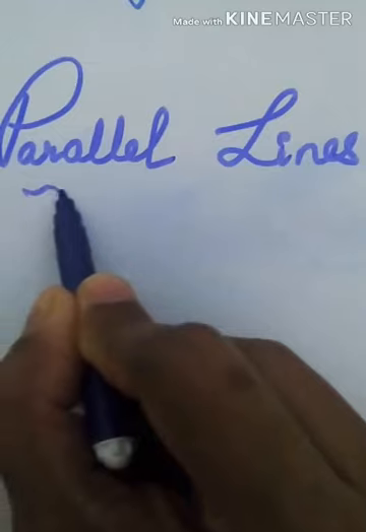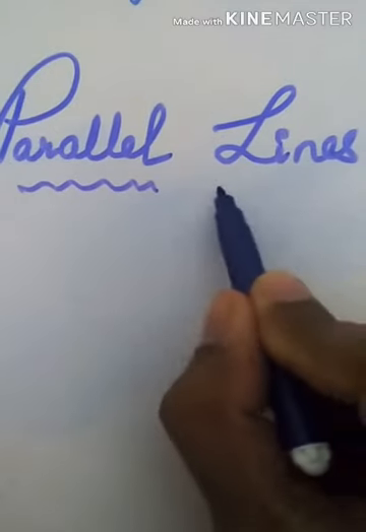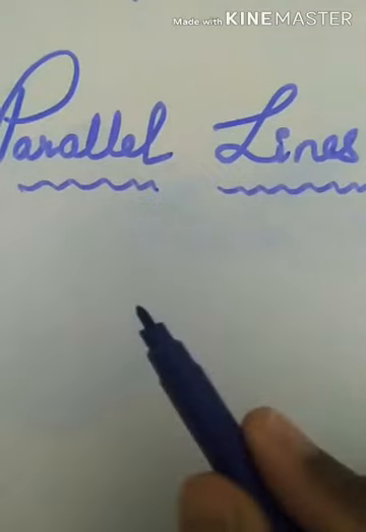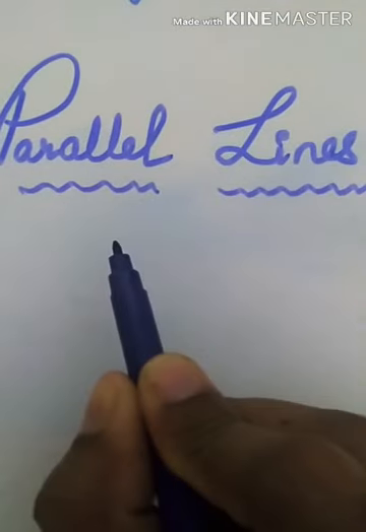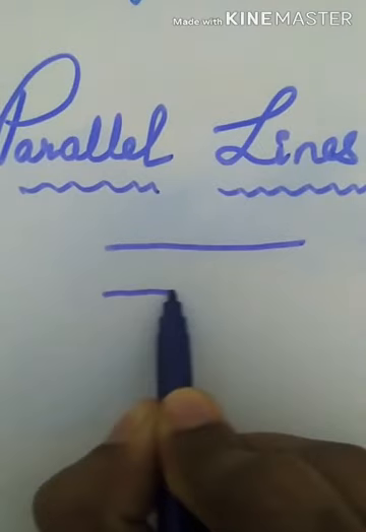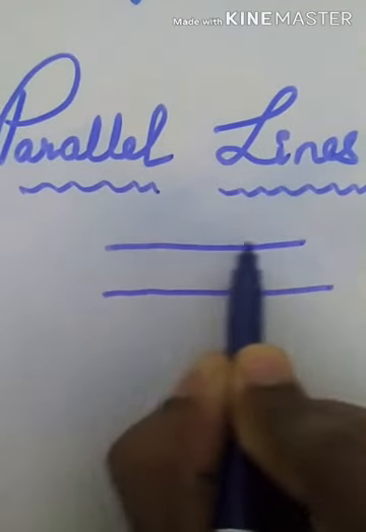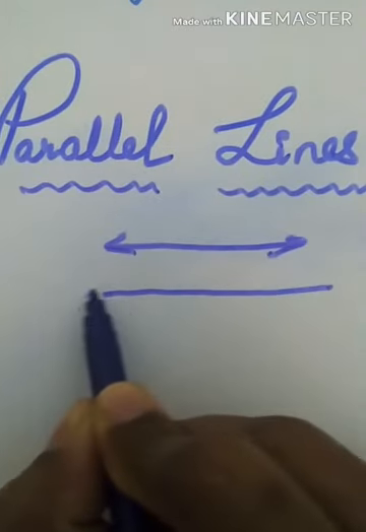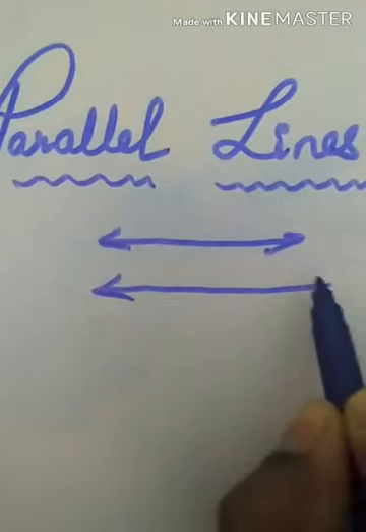Our second chapter, parallel lines. We have already discussed parallel lines in the previous class. What are parallel lines? Lines which are coplanar. Coplanar means which lie in the same plane. Lines which are coplanar and which do not intersect each other are called parallel lines.